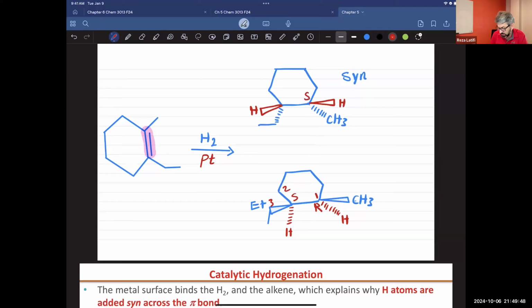I got S configuration. And how about this? I go 1, 2, 3, supposed to be S. I got R configuration. I flipped it. So we have R and S for the top, and the bottom one, we got S and R, so these two are enantiomers.